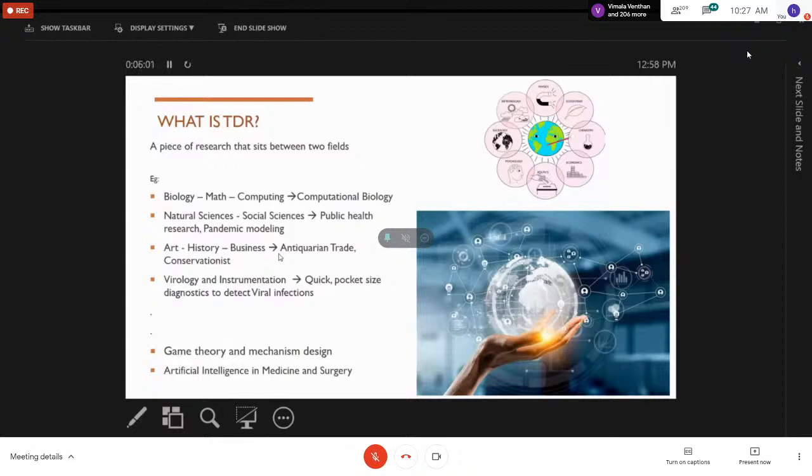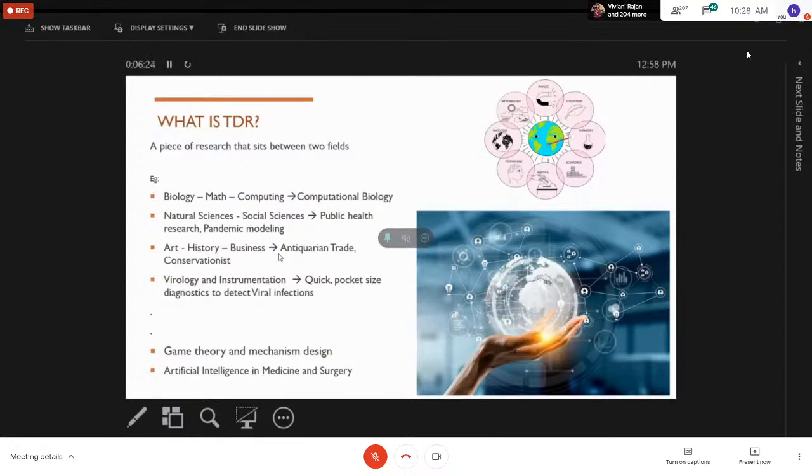Some other examples could be computational biology. You see a lot of programs now, if you want to do a PhD, if you go to the Bharathidasan website or any other university website, you'll see that a combination of math, biology, and computing skills are required for you to address any problems in computational biology.